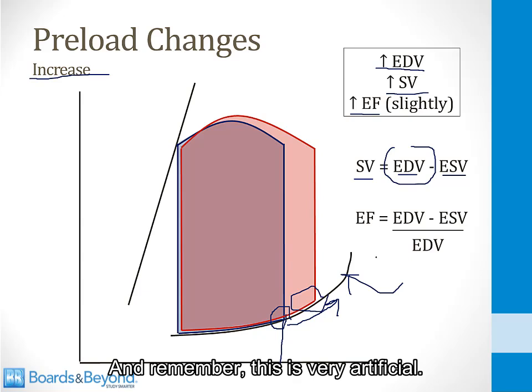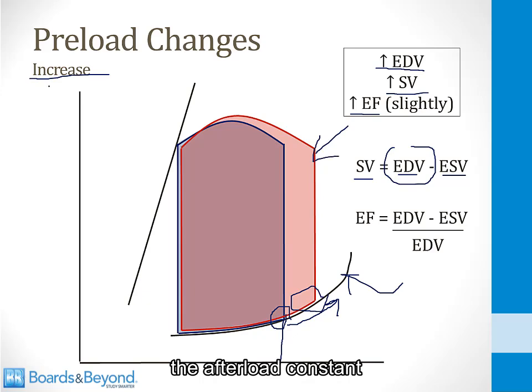And remember, this is very artificial. Normally when you do this, you would change contractility, but here we are keeping the afterload constant and the contractility constant just to show the isolated effects of an increase in preload.